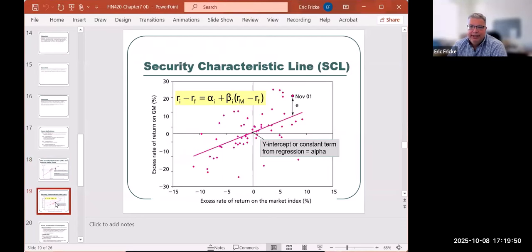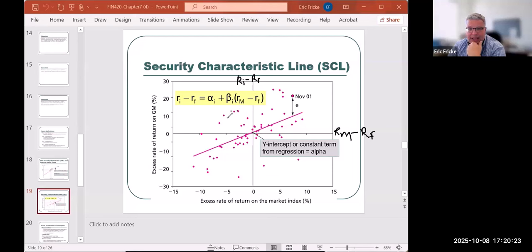This is the security characteristic line. This is the one that shows you where beta comes from. This axis is the return of the market minus the risk-free rate. Remember the market risk premium in the CAPM. And this is the return of the stock, we'll call it Ri, minus the risk-free rate. So that's the risk premium of the particular stock.